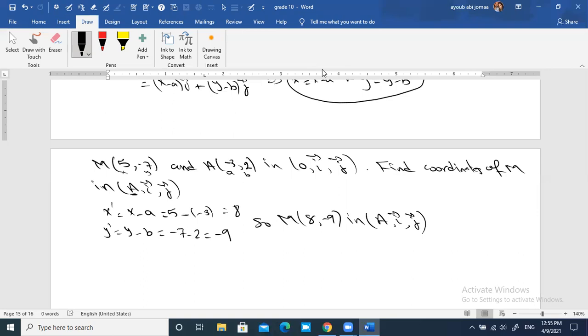Let's take another example. Let's say point N has coordinates negative 1, 1 in the system OIJ. Let's find the coordinates of N in the system AIJ as well.